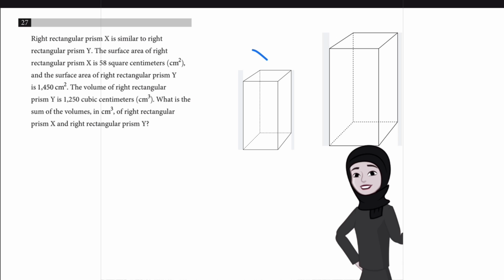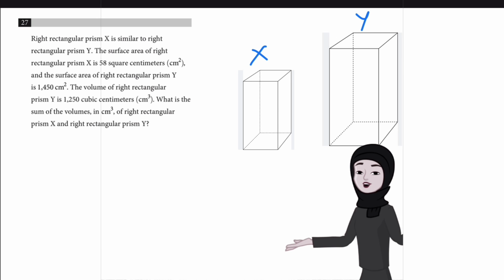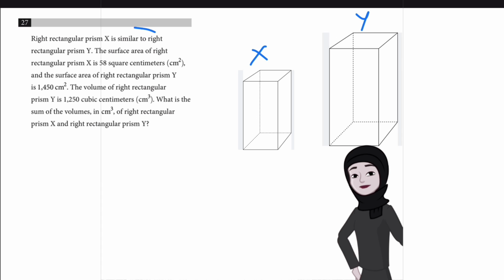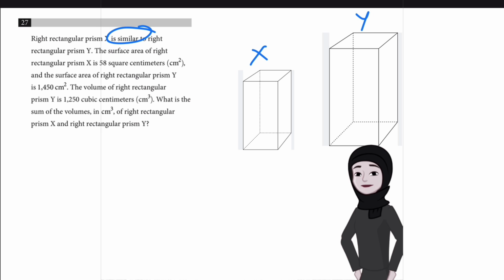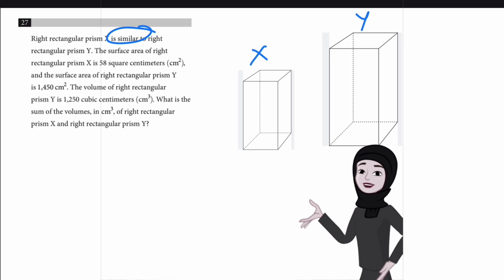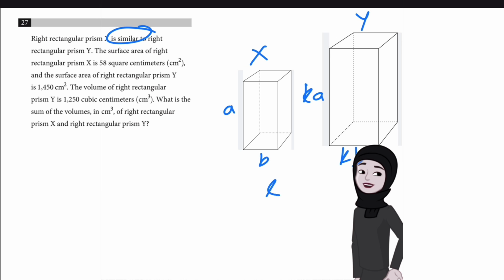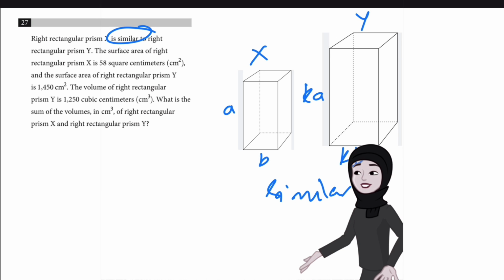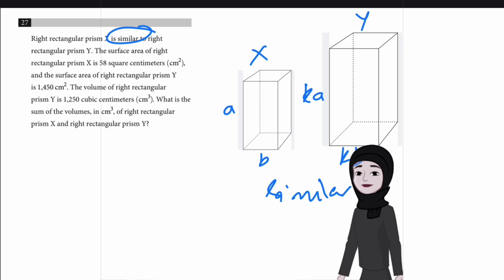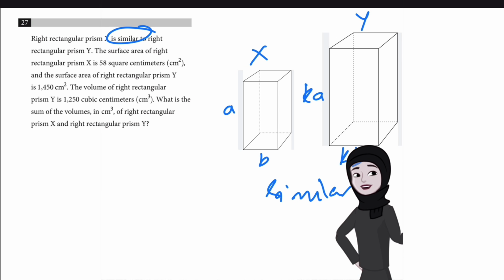So let us say that this is right rectangular prism X and this is right rectangular prism Y. Now it's given that prism X and Y are similar first of all. So if they are similar, all the linear measurements of prism Y are k times the respective linear measurements of prism X. Say prism X has some lengths like A and B. Correspondingly, prism Y will have k times A here and k times B, because they are similar. So using this concept, we can assume that whatever linear measurements of prism Y are there, they are k times the respective linear measurements of prism X, where k is a positive constant.